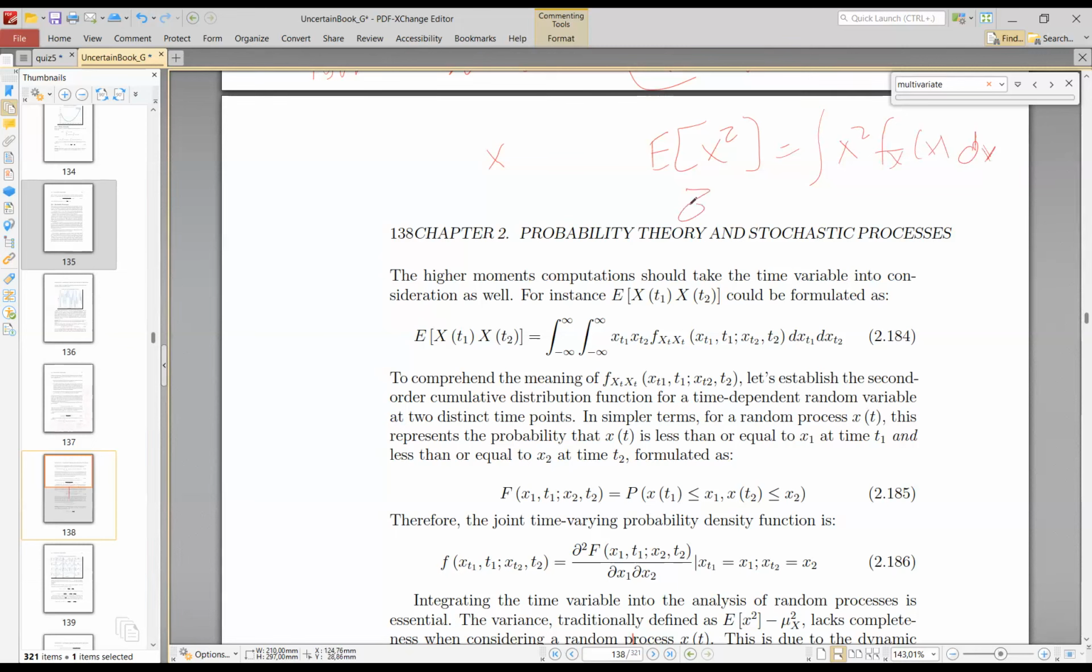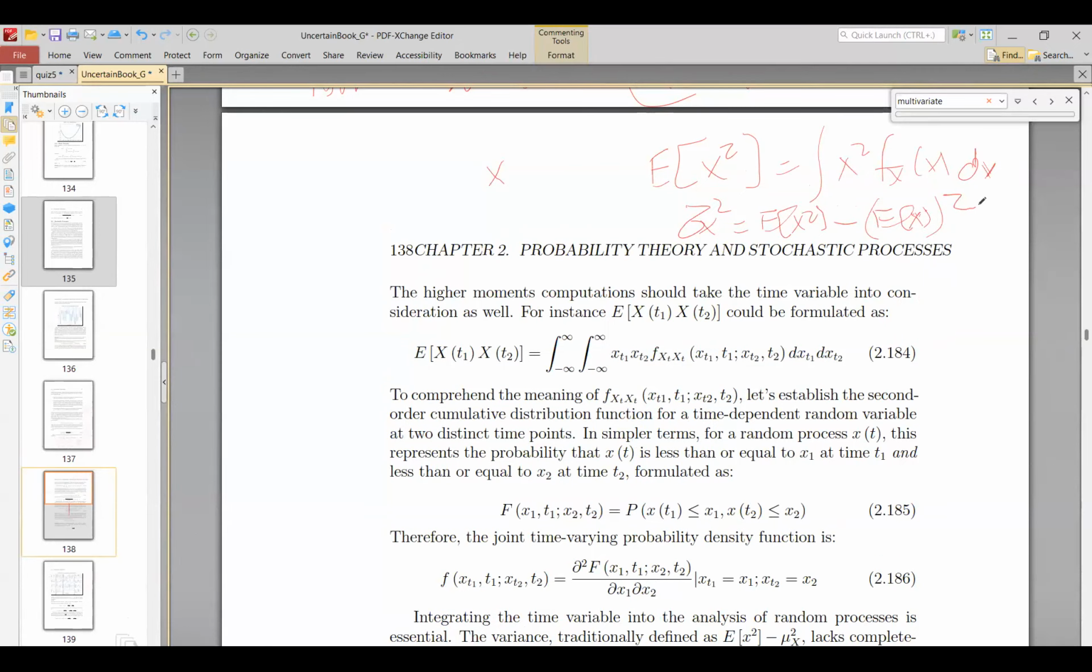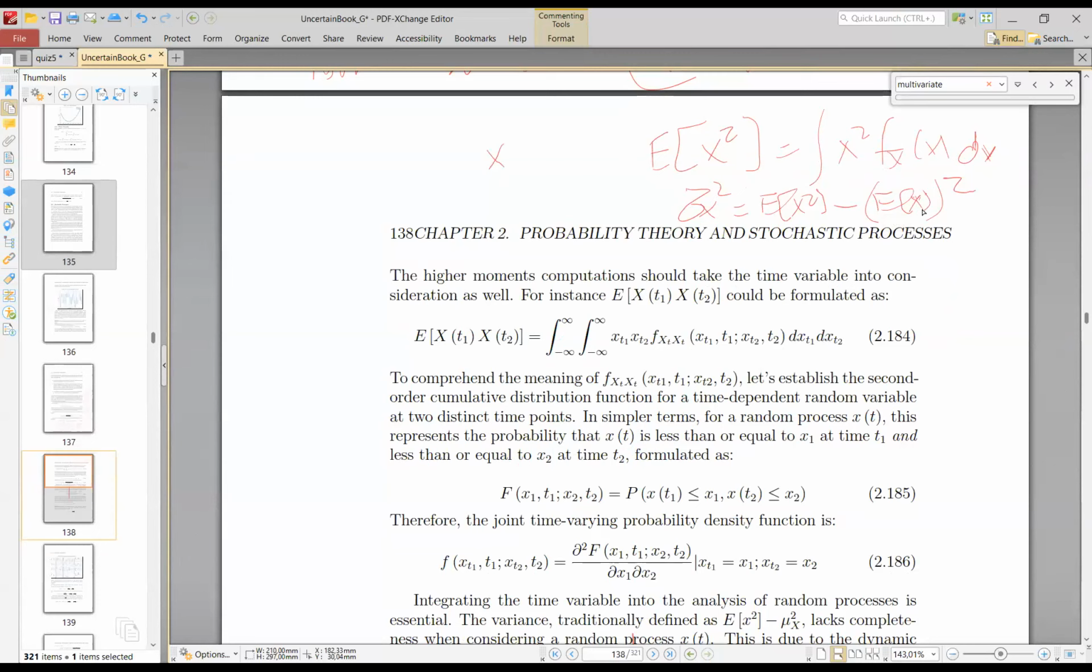Okay, and the variance of x squared equal to the expected value of x squared minus expected value of x, all squared. So it will be the mean of the square values minus the mean value squared. This will be the variance, and we explained this before.